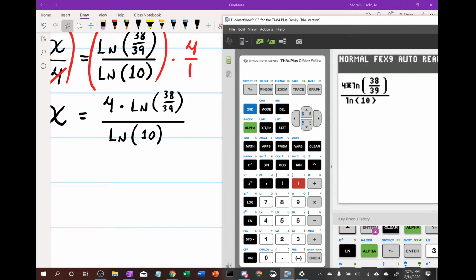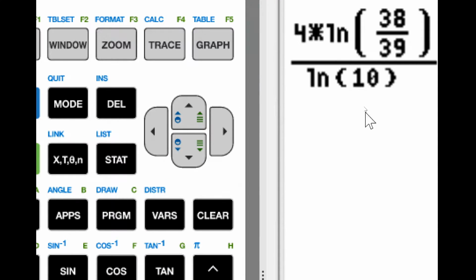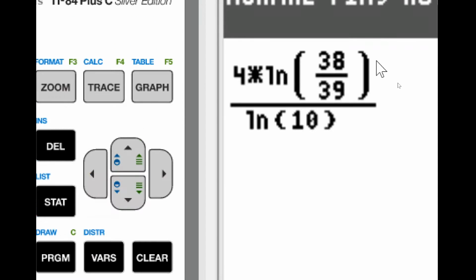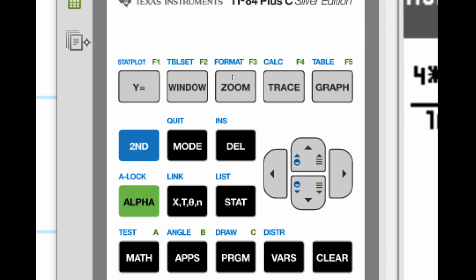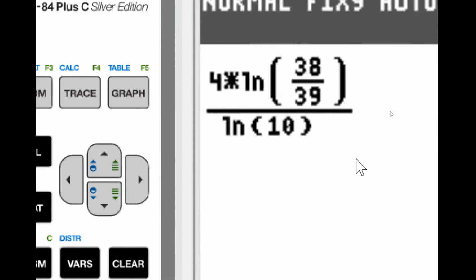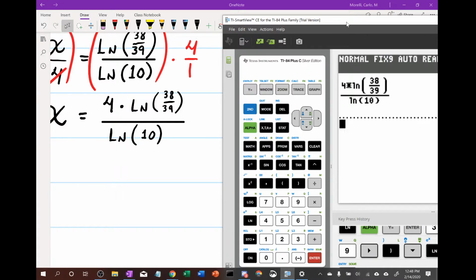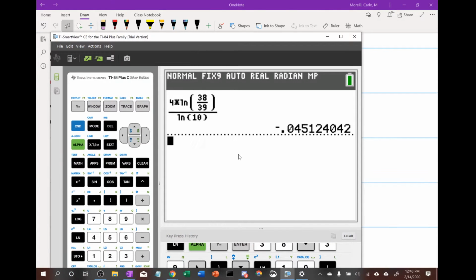Close parentheses. Now, if you already hit enter, just make sure that yours looks just like that. Now, technically, you don't have to use the multiplication symbol between the 4 and the ln, but does yours look like that? More or less? Okay. Now hit enter. Tell me if this is what you got. It's okay as long as the first 3 or 4 numbers are the same, are they?